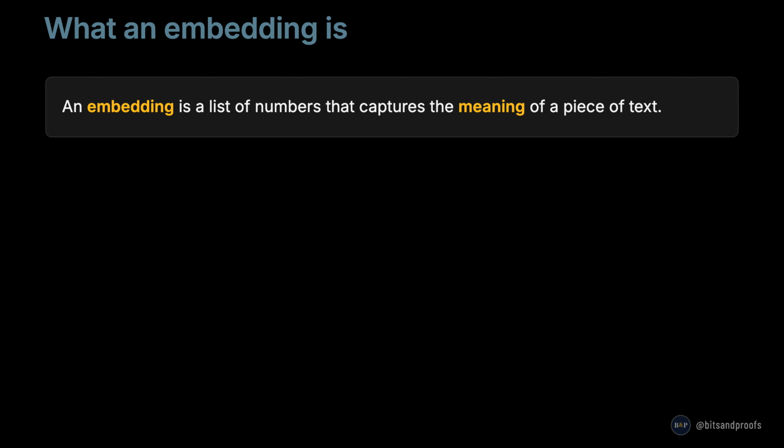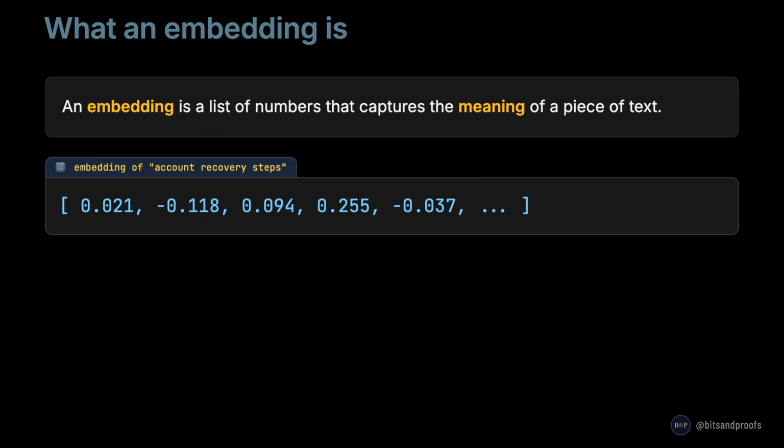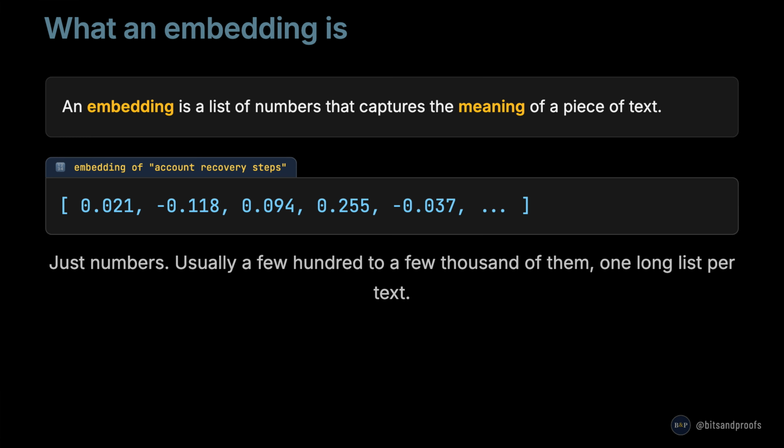So what is an embedding? An embedding is a list of numbers that captures the meaning of a piece of text. Here is the embedding for account recovery steps. It is simply a row of numbers. Just numbers, usually a few hundred to a few thousand of them, one long list for each piece of text.